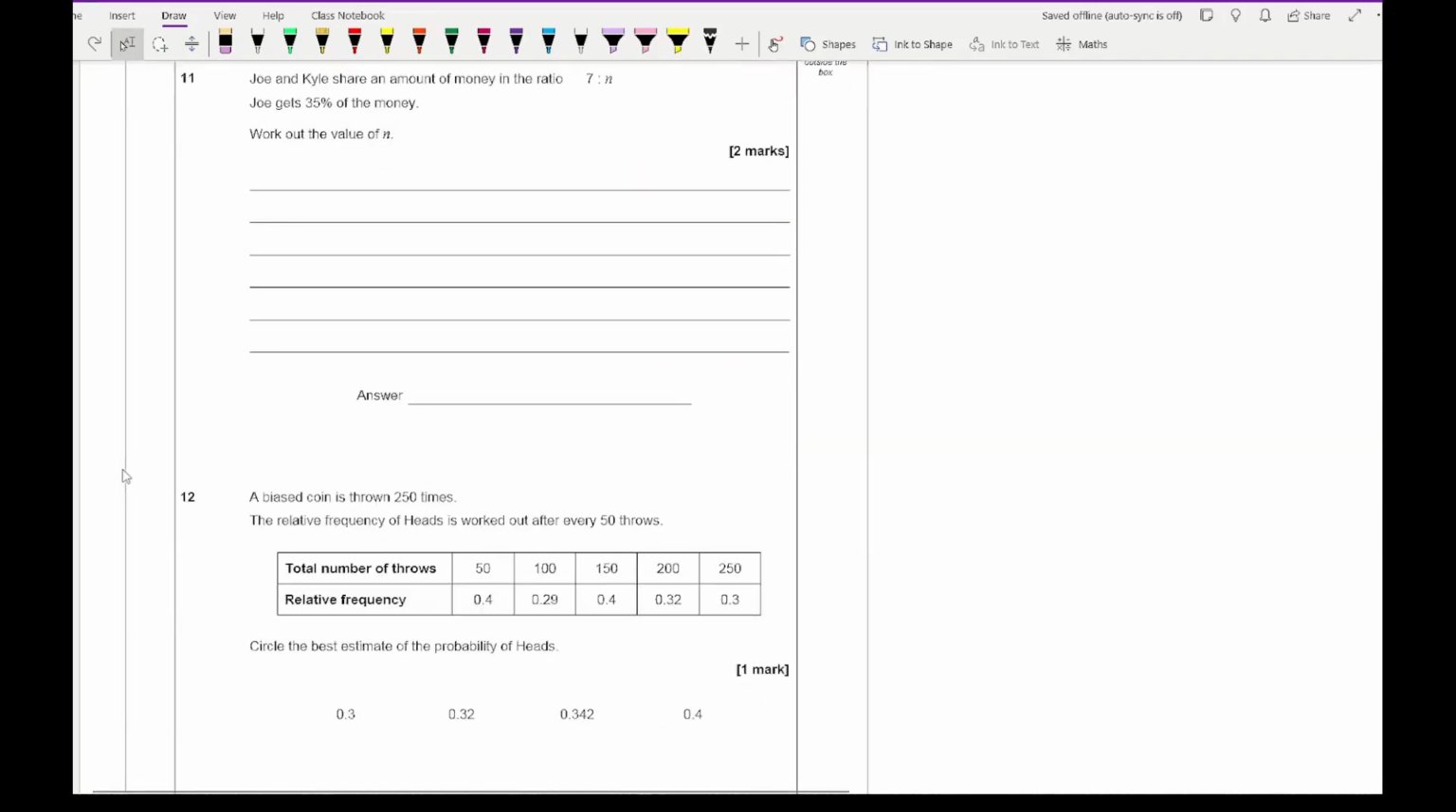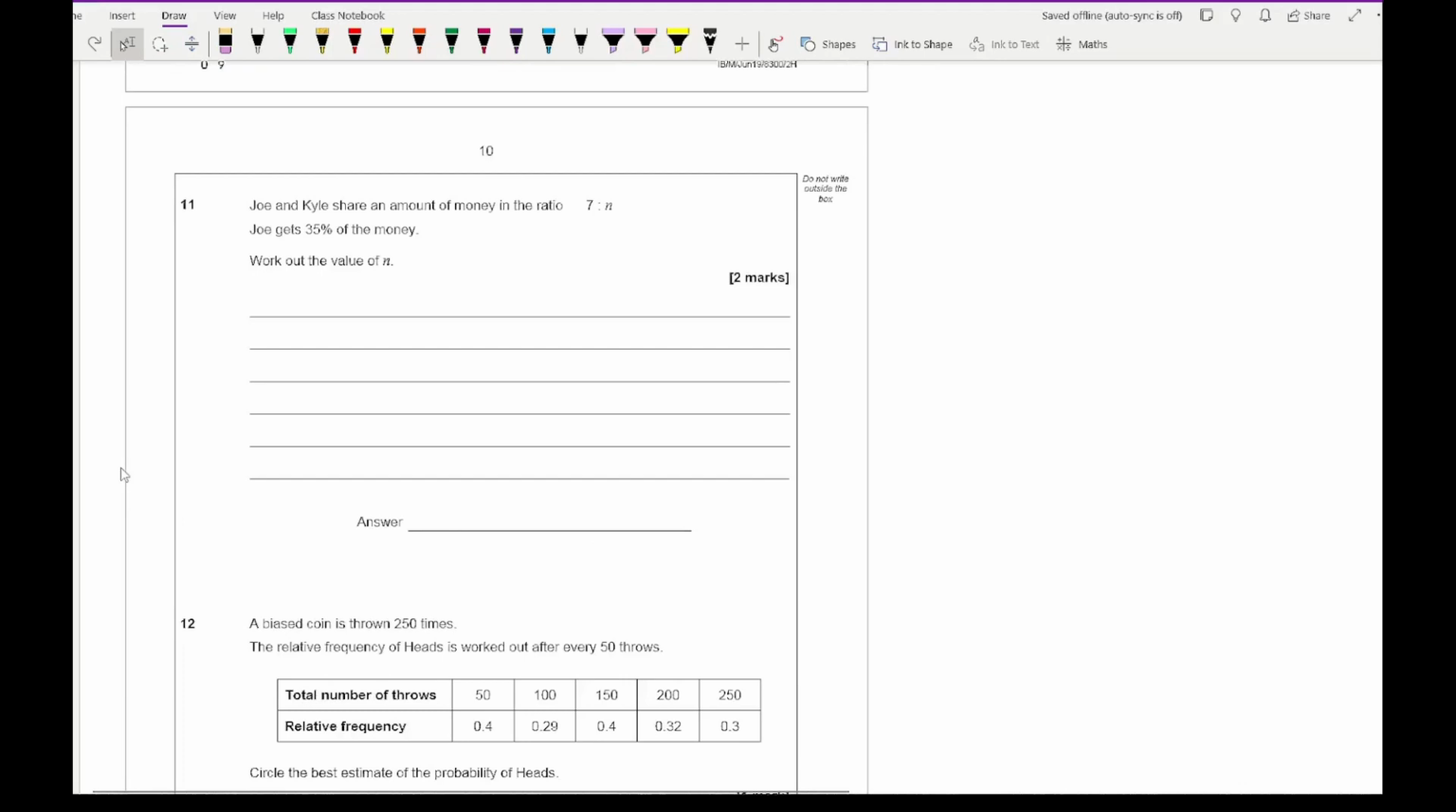Now looking at question 11, it says that Joe and Kyle share the amounts of money in the ratio of 7 to n, and Joe gets 35% of the money. So this one is relatively simple if you can write down and solve the question correctly, which I clearly have not done. So here we've got Joe and Kyle, and it's 7 to n. Now it says that Joe gets 35%, which means Kyle must get 65%. If I then simplify this ratio of 35 to 65, we get 7 to 13. So therefore n must equal 13.